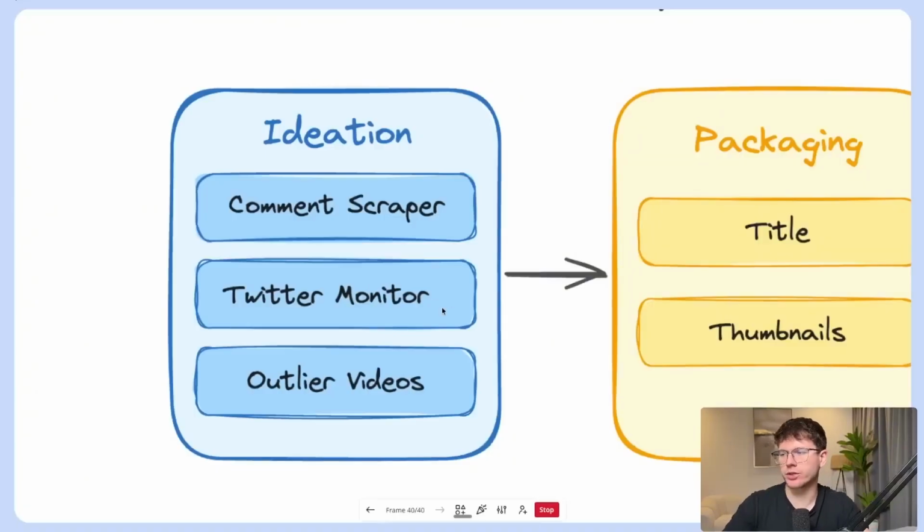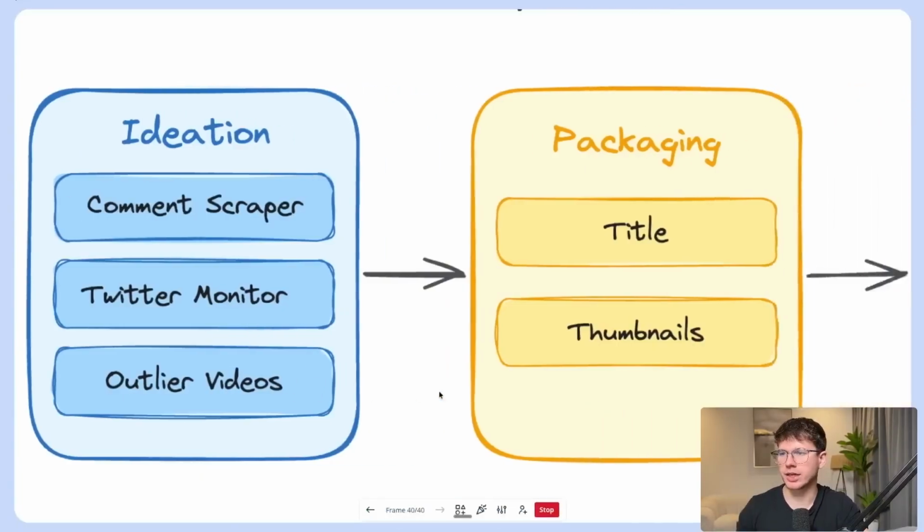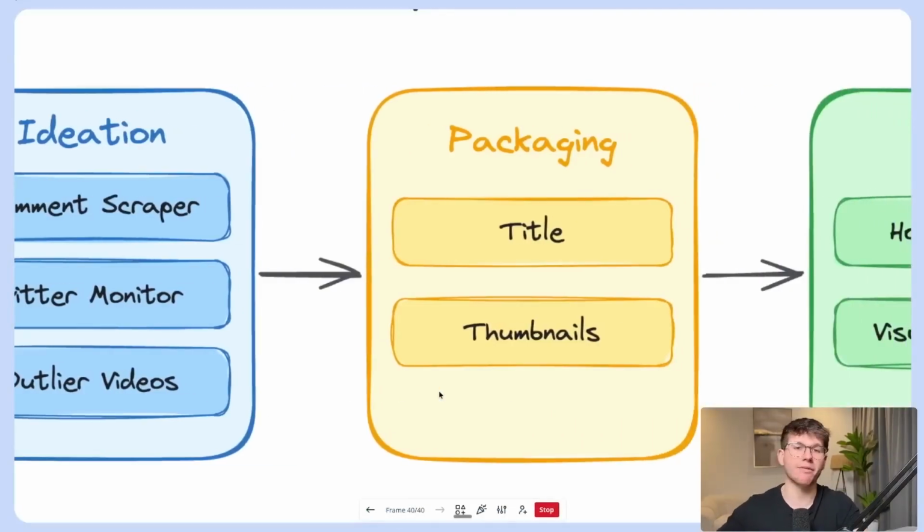Twitter monitoring is where it's going to the actual Twitter profile, extracting all the tweets and giving me ideas. And outlier videos is the videos that have gone well for other channels. Why have they gone well and how can we apply the same idea to my channel?